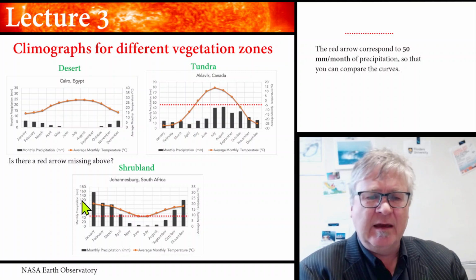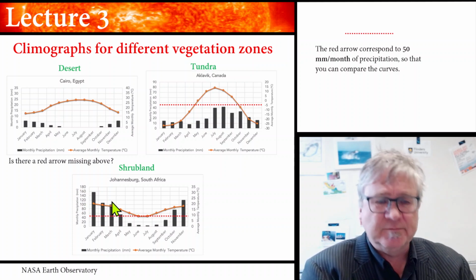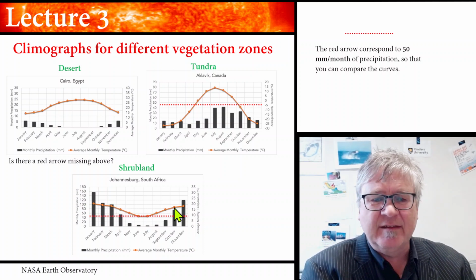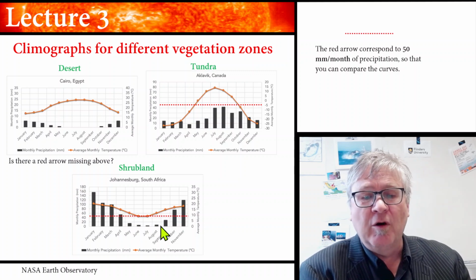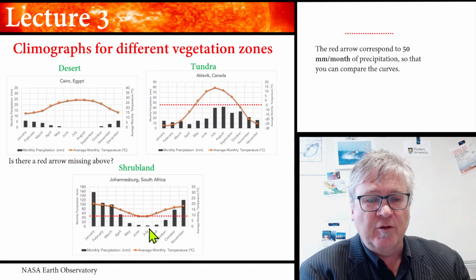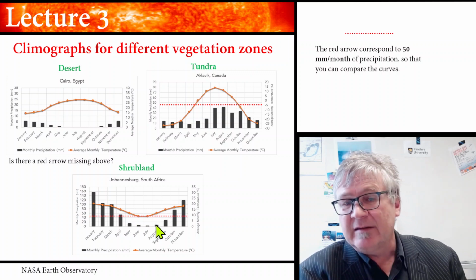Shrubland, okay. One example, South Africa. We're talking about the winter season here in the middle of the year. You get very, very low rainfall during that time, and that dominates the climate in that area.